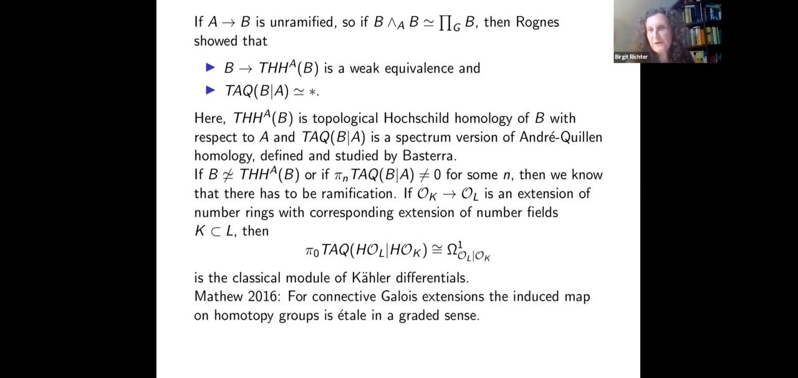So how do we get trouble? I mean, we want to understand ramification. So far, I told you about the unramified case. So where are ramified extensions? The result by Matthew was sort of expected, but he proved it in 2016.